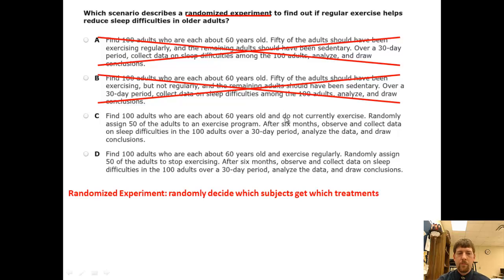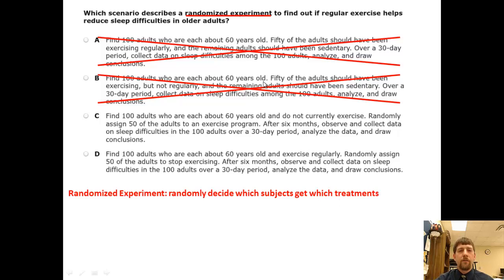Now let's go on to choice D, just to eliminate all of them. Find 100 adults who are each about 60 years old and exercise regularly. Randomly assign 50 of the adults to stop exercising. So it's kind of like C is just the reverse situation. All of these already exercised, and we're picking 50 of them to stop exercising. After 6 months, observe and collect data on sleep difficulties in the 100 adults over a 30-day period, analyze the data, and draw conclusions. So C and D actually sound very, very similar. They're both randomized experiments. They both fit the definition of randomly deciding which subjects get which treatments.